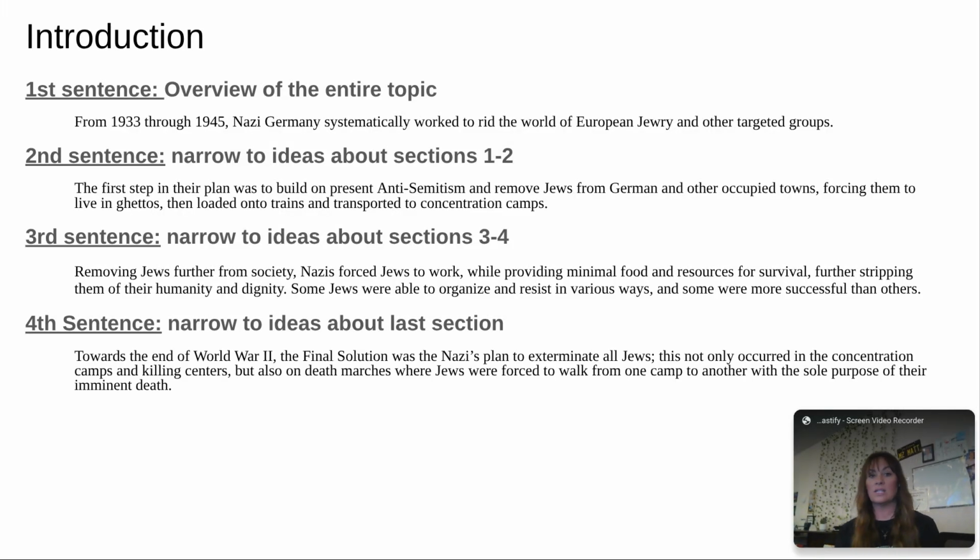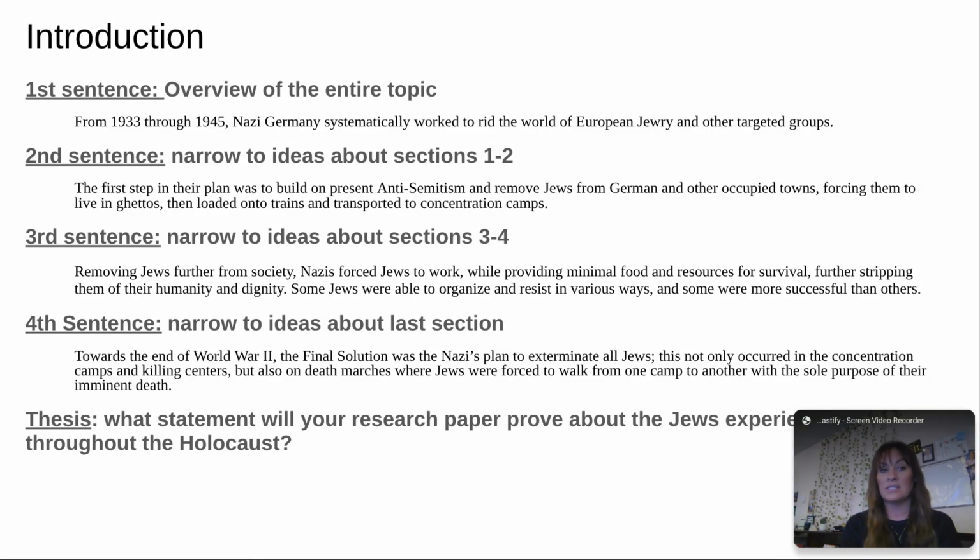Sentence 4 is going to be your last section. Whichever one you decided to do, talk about how it fits with the others. How is it the end or the next or anything like that?